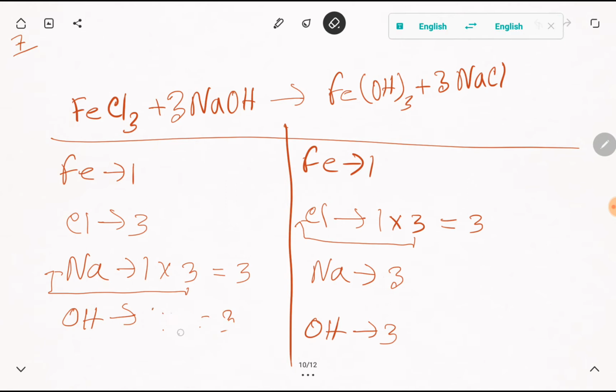The number of hydroxide will be 3, right? 3 hydroxide. Look, now hydroxide 3 3, sodium 3 3, chlorine 3 3, iron 1 1. So everything is balanced. So you can say that this is the balanced equation, balanced reaction. So for a balanced equation you can add this equal sign.